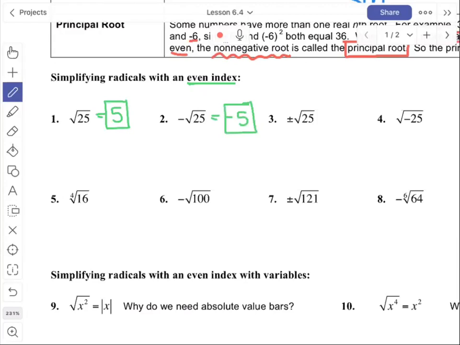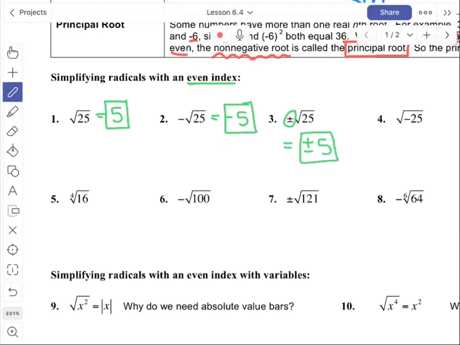Perfect. Let's go Riley. Riley, what would number 3 be? +5. Oh, careful. There is a negative on the bottom there. Positive or -5. Perfect. There you go. So plus or minus 5. You got it.